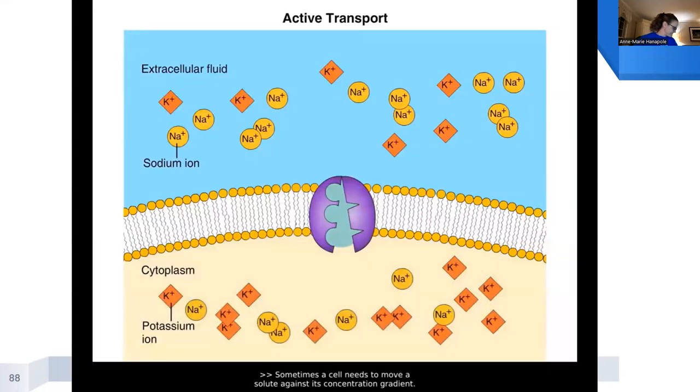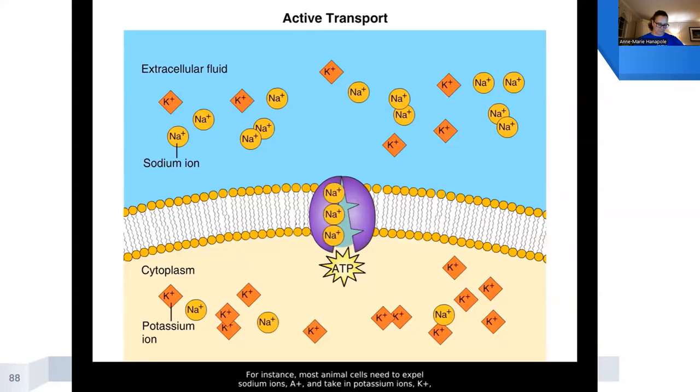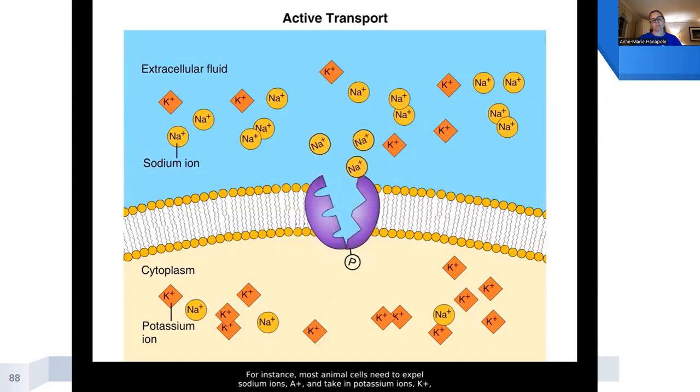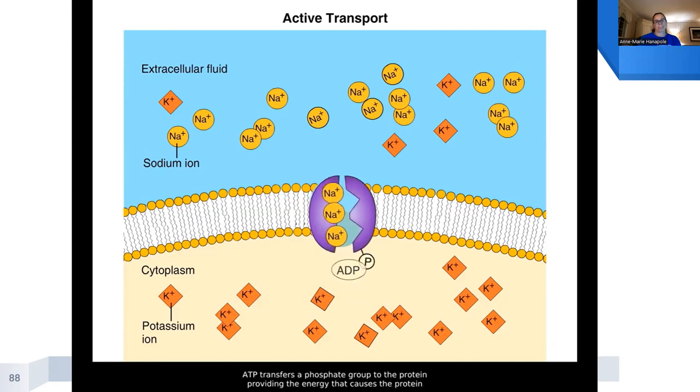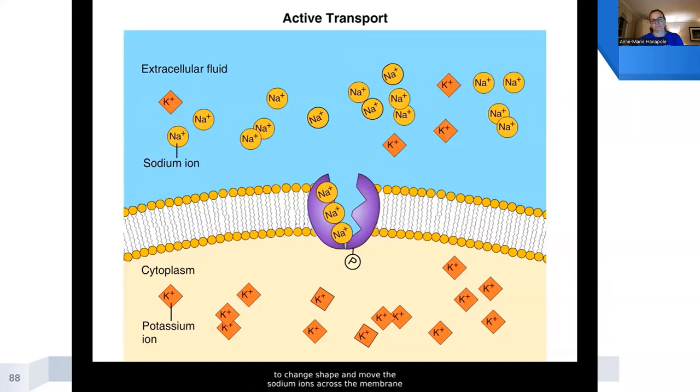Sometimes a cell needs to move a solute against its concentration gradient. This process is called active transport, and it requires input of energy from ATP. For instance, most animal cells need to expel sodium ions, Na+, and take in potassium ions, K+, both against their concentration gradients. Here's how the sodium-potassium pump works. Sodium ions bind to a transfer protein. ATP transfers a phosphate group to the protein, providing the energy that causes the protein to change shape and move the sodium ions across the membrane where they are released outside the cell. Potassium ions.